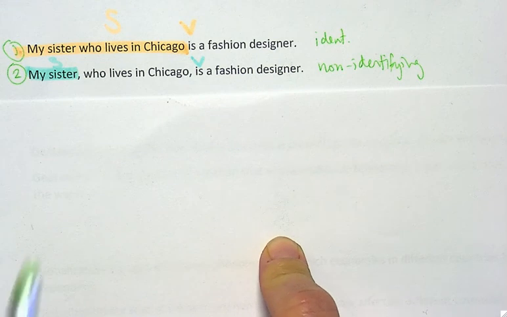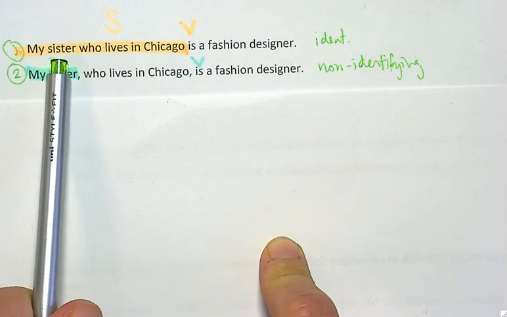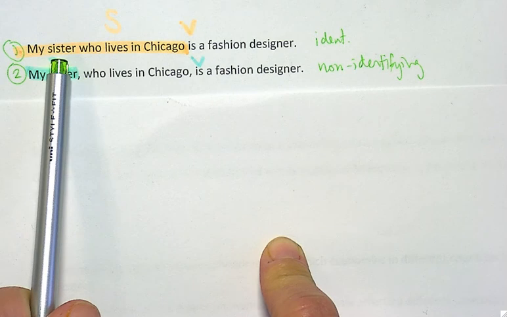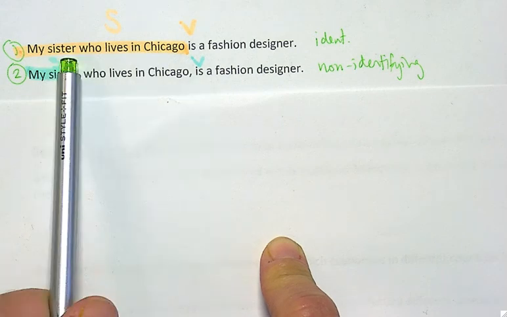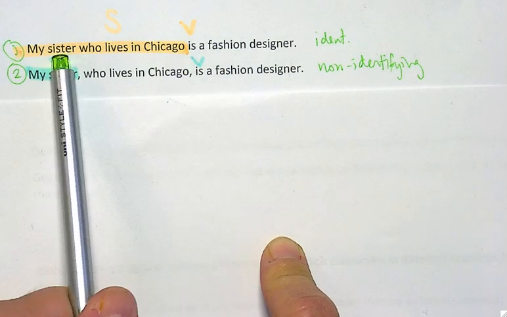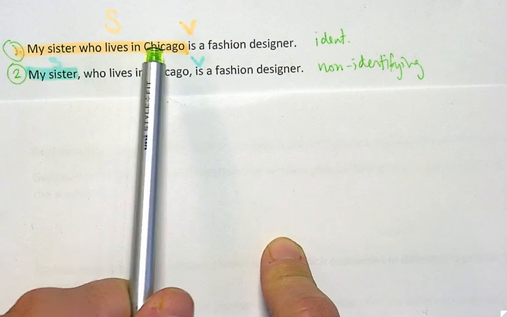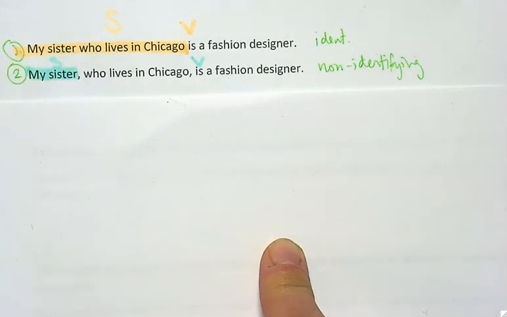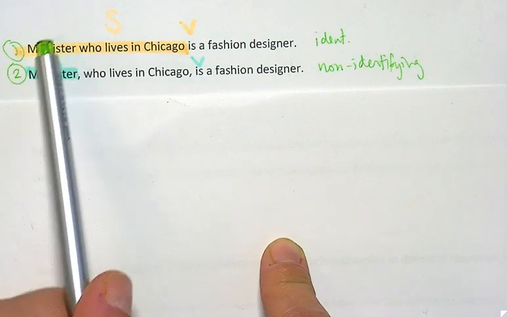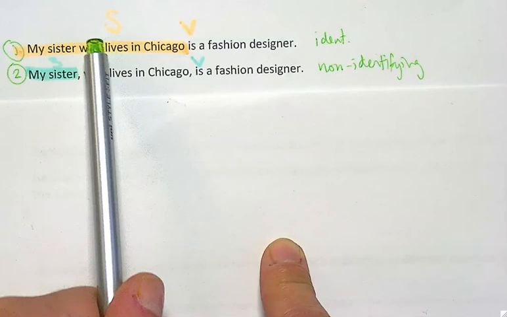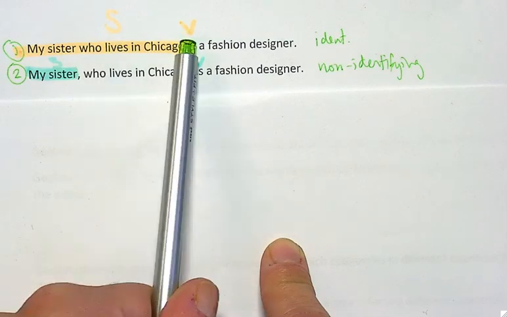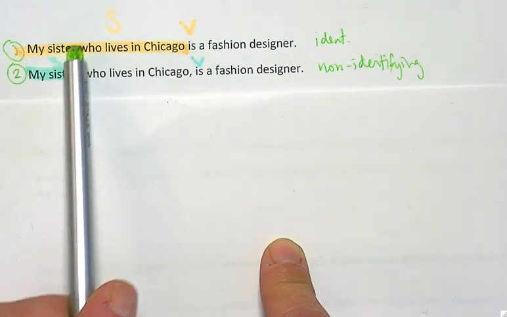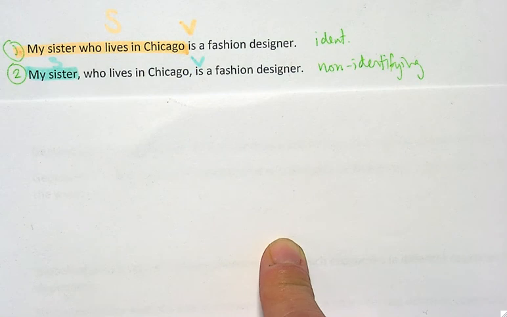That tells you I have more than one sister because I have my Chicago sister, I have my Denver sister, I have my Fort Collins sister. So again, this information is needed to identify this. The writer is telling you there are many of these things, my sister, and you need this information to help you identify which of my sisters.